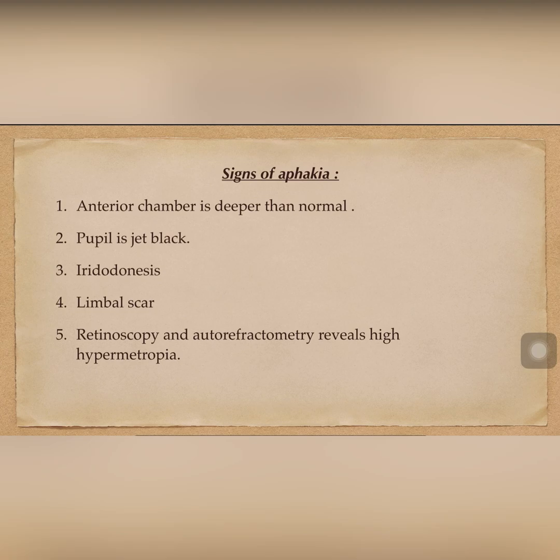When we examine the patient's eyes, we're going to see the following signs. The anterior chamber would be deeper than normal. The pupil looks jet black because there is absence of the lens, so the pupil will be enhanced and look jet black. There will be iridodonesis, where the iris looks like it's dancing because there isn't any support of the lens. If there is surgical aphakia, we can see a limbal scar present, which indicates that the patient has undergone previous surgeries. And on retinoscopy and autorefractometry, we're going to see the patient has hypermetropia.